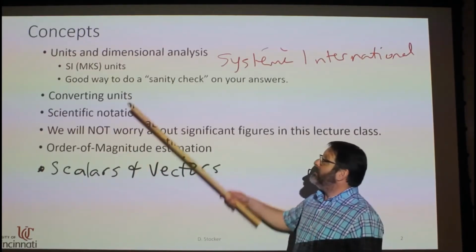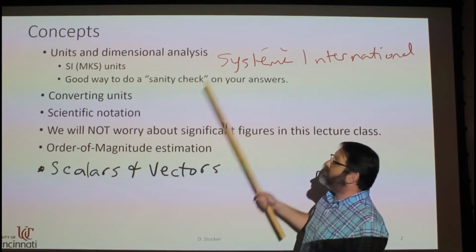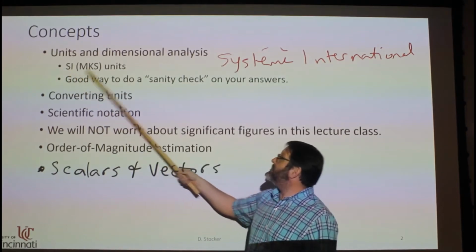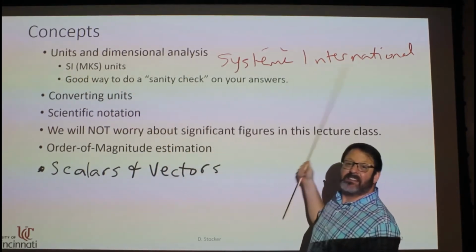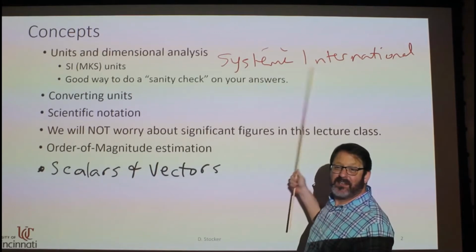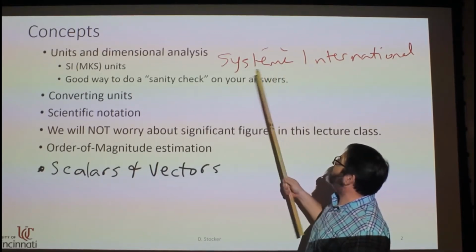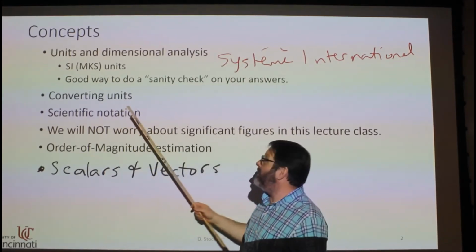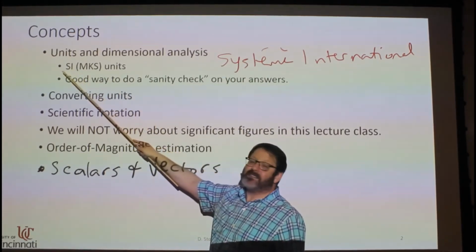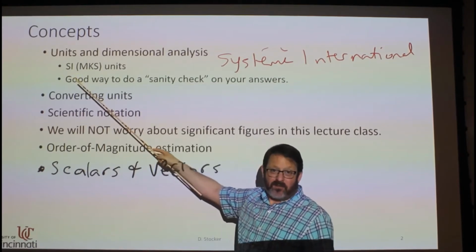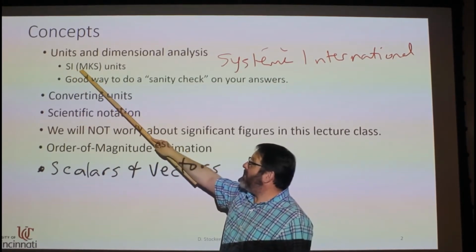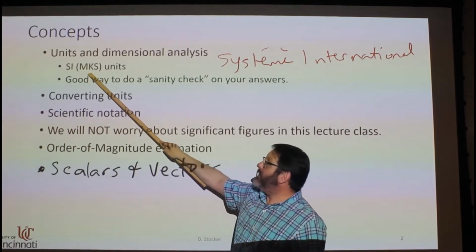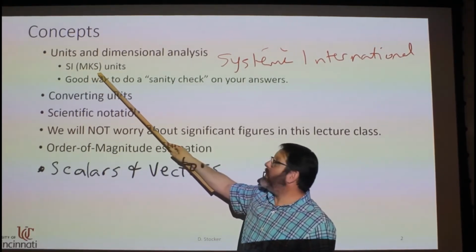The concepts, one of them is units and dimensional analysis. So what I was just talking about, the international system of units, Système International. I don't know how to quite say it, I don't know French, but this is what SI stands for, and the E's have little marks over them, and I can never remember which way they go. But SI is the International System of Units. You may know it as the metric system. It's called the MKS system because it uses meters, kilograms, and seconds as the primary units.